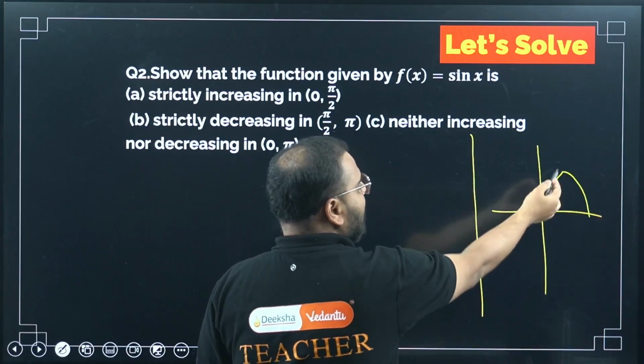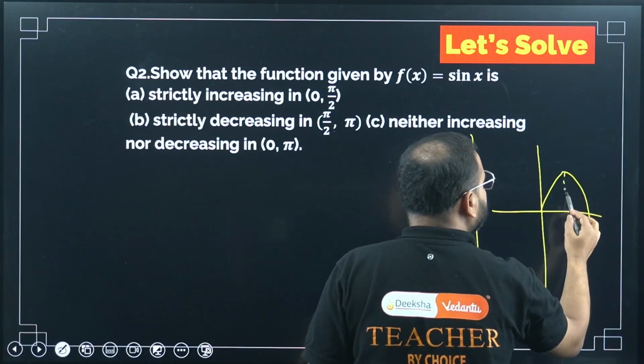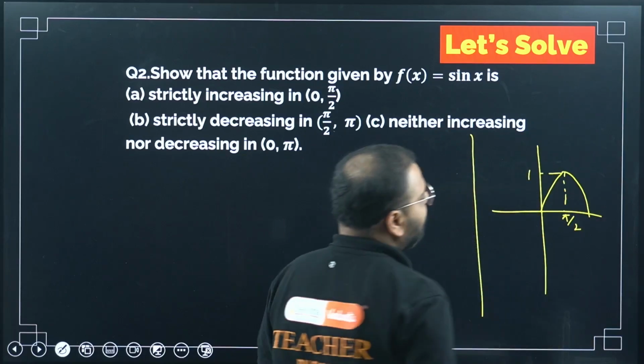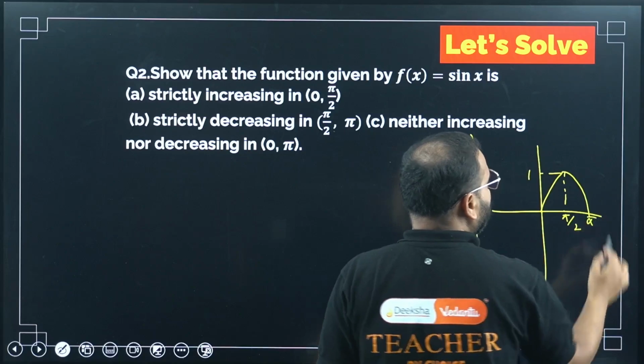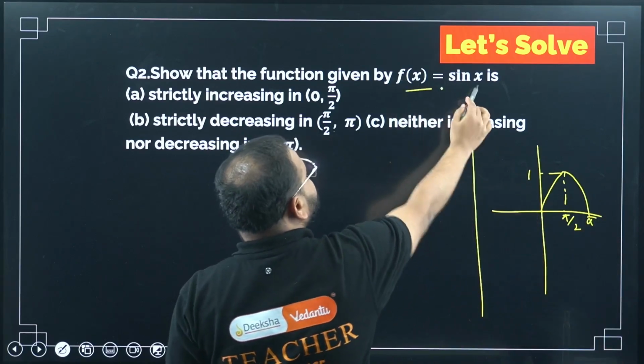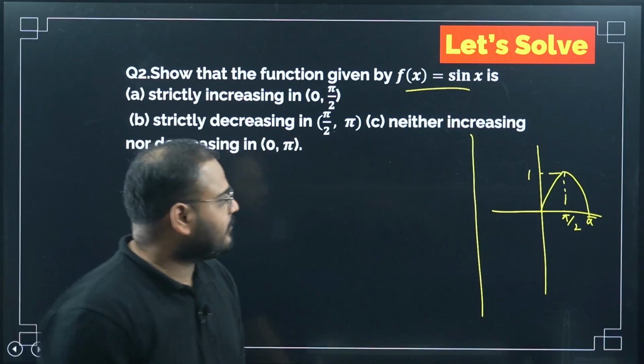At 0 it is 0. At pi by 2 it is going to be its peak value, which is going to be 1, right? And at pi it will be what? 0 again. This is the function of sine. This is the graph of y equal to sin x. Okay, think about it.